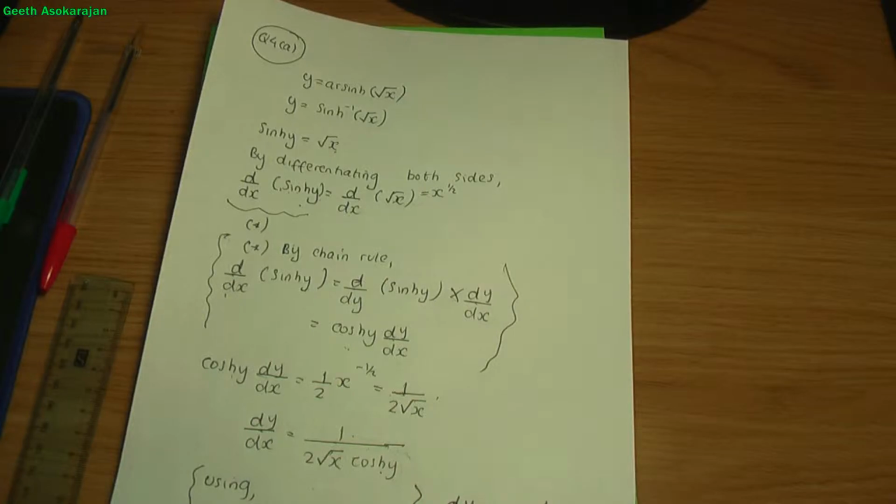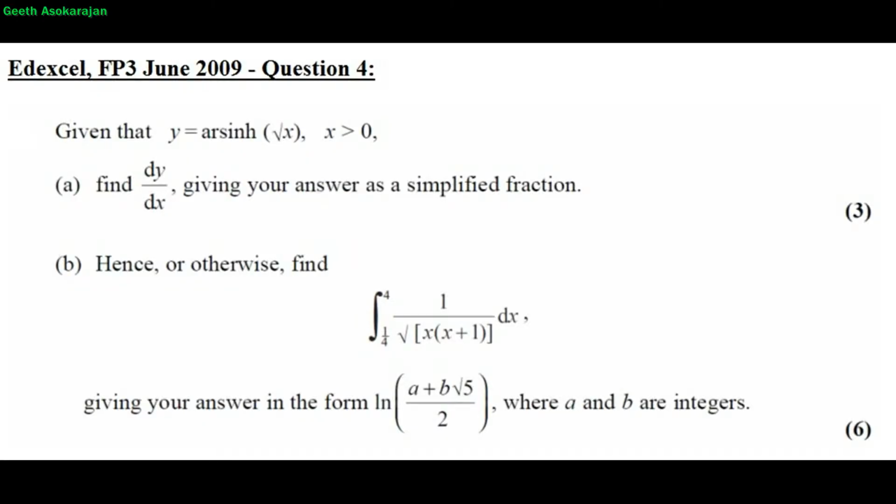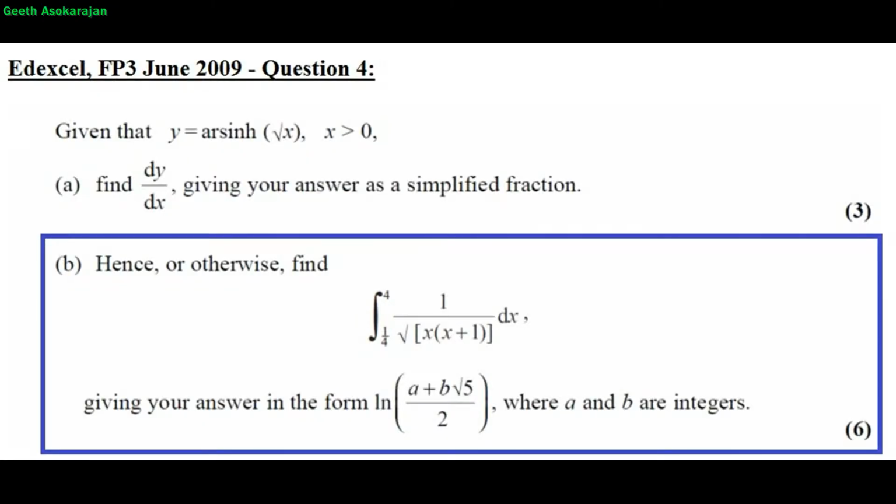So let's go back to the question. For part B, hence or otherwise, find the integral between limits 1/4 and 4 of 1 over the root x into x plus 1 with respect to x, giving the answer in the form ln a plus b root 5 over 2, where a and b are integers. So let's have a look at how that is done. So back to the paper and pen.